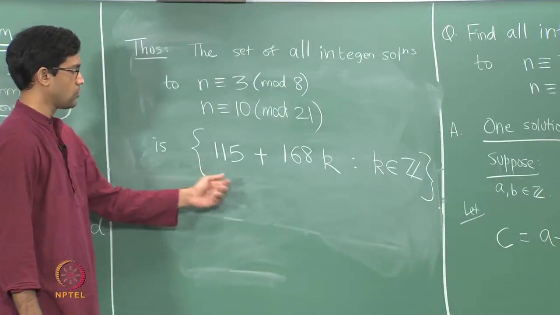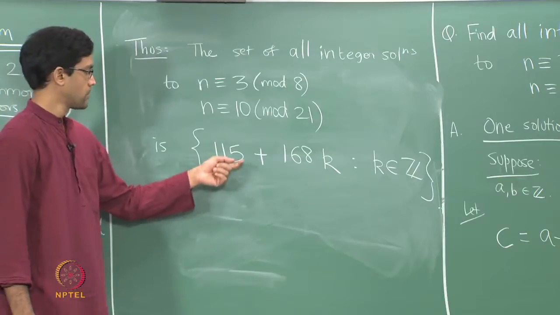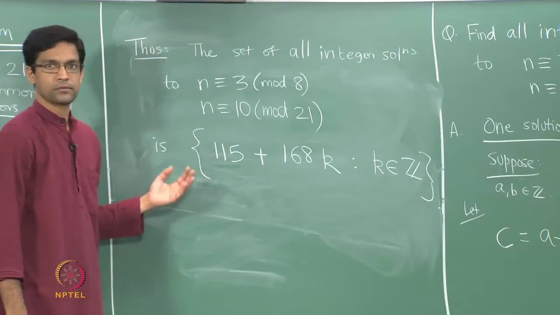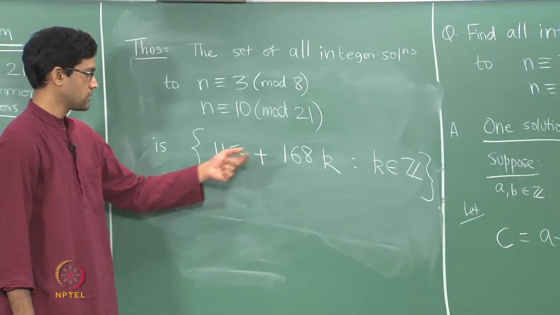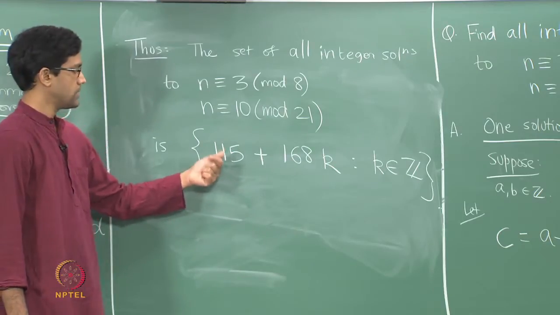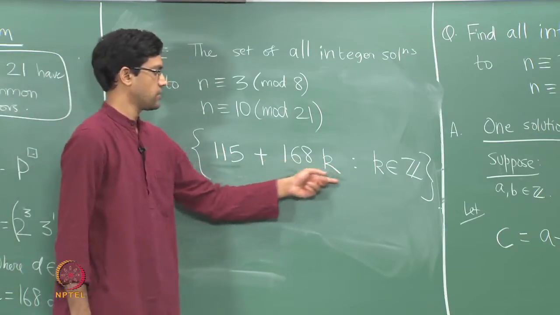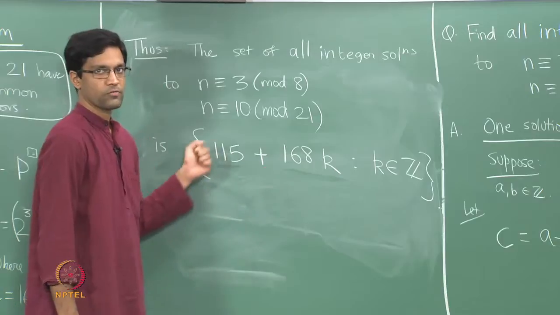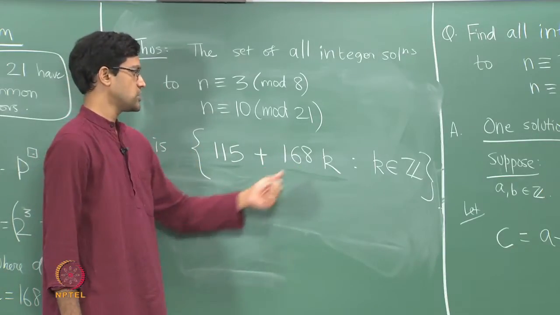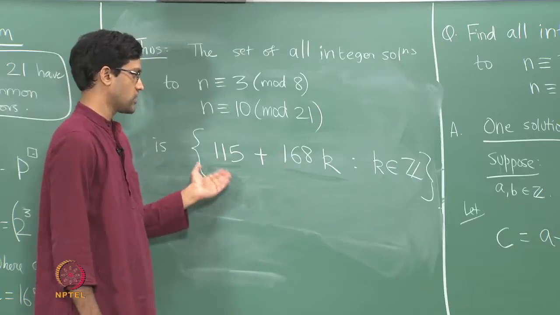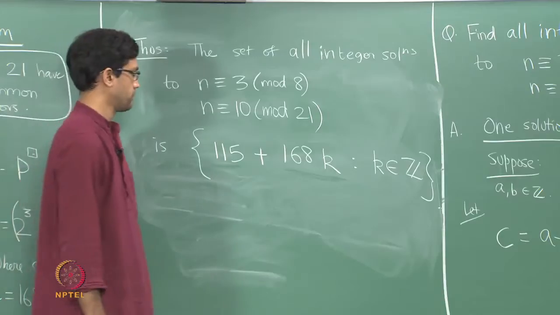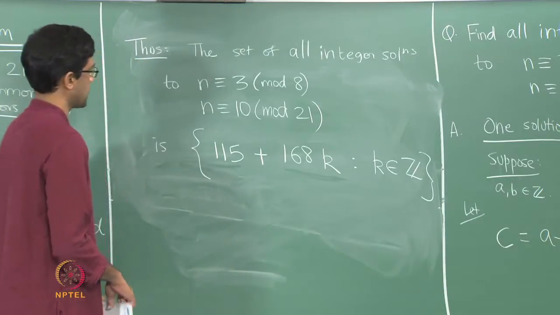And why is this true? Why does this follow from what we just proved? Remember, 115 is one solution, and suppose you have any other solution, then the thing we just did says you take the difference between those two, and that difference is a multiple of 168. Which automatically means that the other solution had better have this form. It should look like 115 plus a multiple of 168.